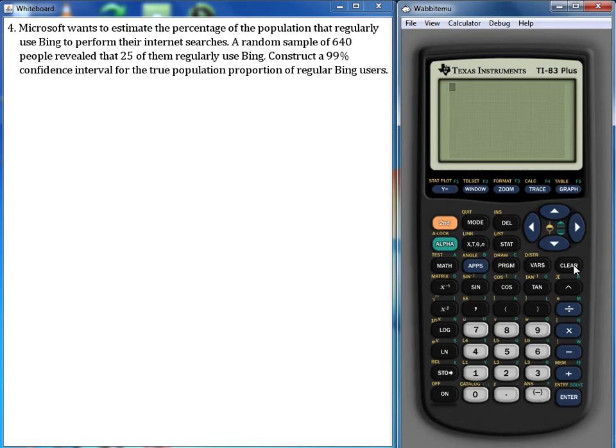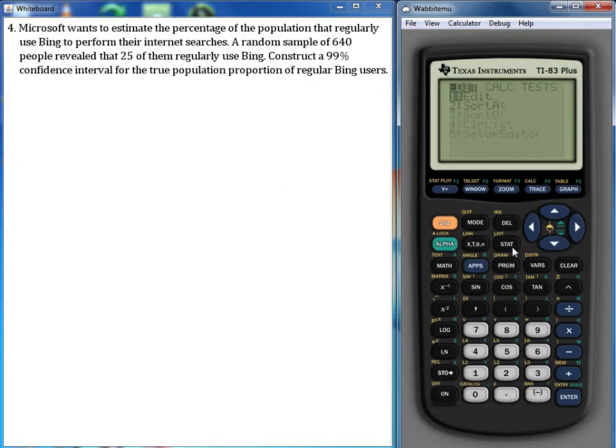Microsoft wants to estimate the percentage of the population that regularly uses Bing to perform their internet searches. A random sample of 640 people revealed that 25 of them regularly use Bing. Construct a 99% confidence interval for the true population proportion of regular Bing users.